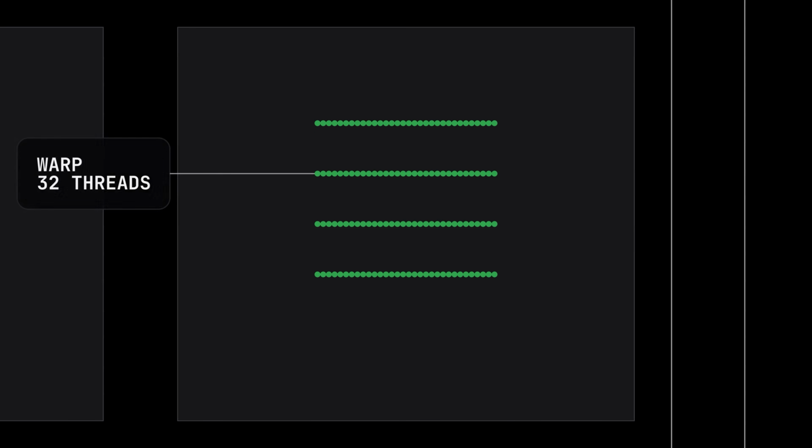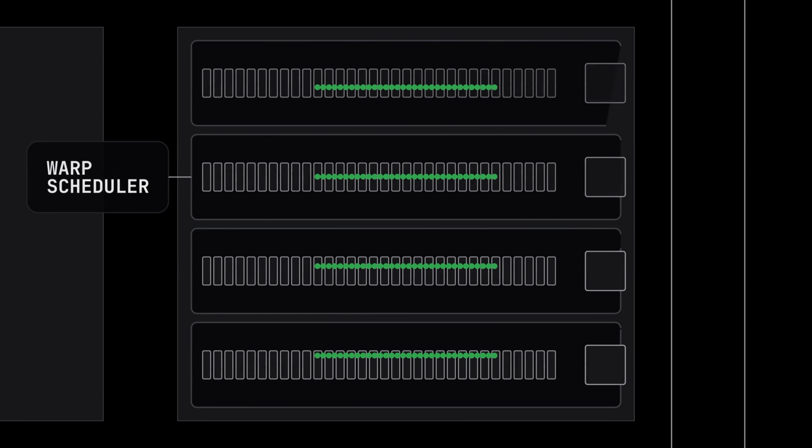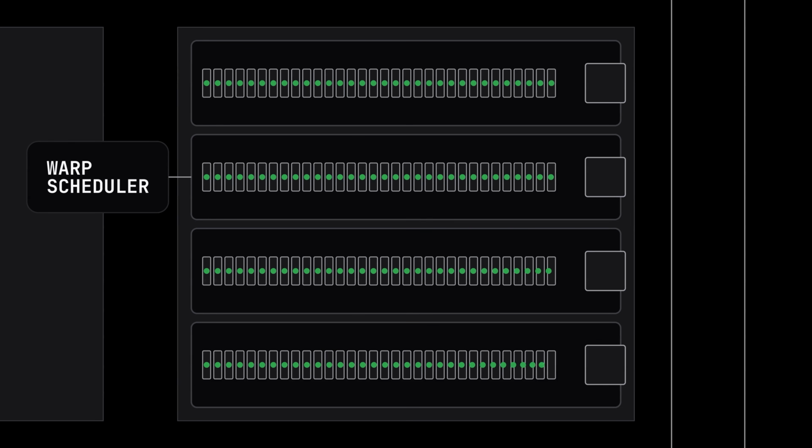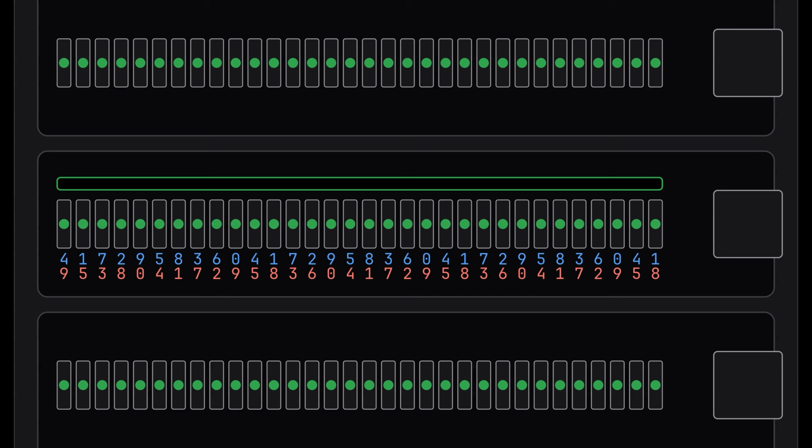The multiprocessors cut the threads into groups of 32. Each one of these groups is called a warp. Each warp goes to one of the 4 warp schedulers, and the scheduler puts each one of these 32 threads onto its own CUDA core. So every thread in the warp is running the same instruction at the same time, just with a different set of numbers. Now let's follow one of these threads.